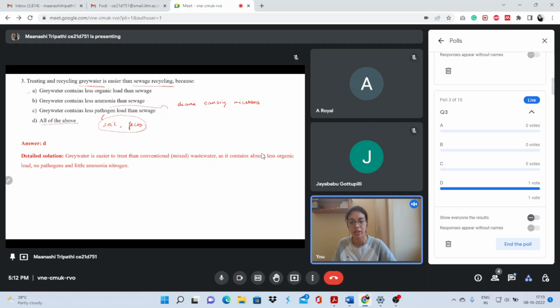These things are not there. Otherwise, we have to take extra care of water. That is the problem with the sewage recycling if we are treating the whole water. But in grey water, since these disease causing organisms are not there, that is why it is easier to treat.